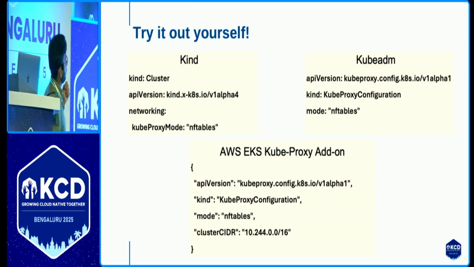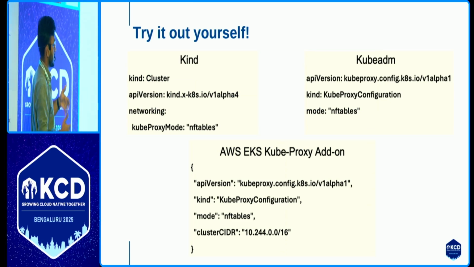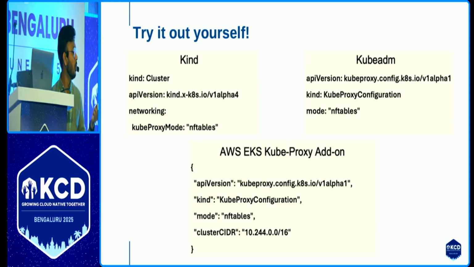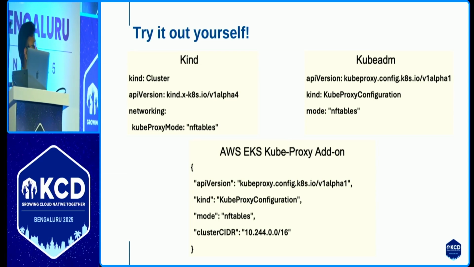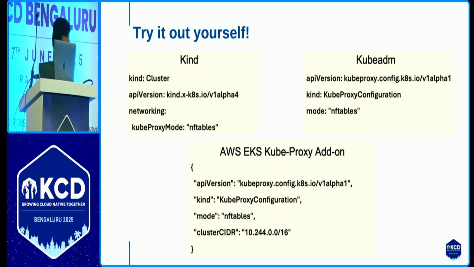So what should you do? You should try it out for yourself. You can currently try it out using Kind, kubeadm, AWS EKS, depending on your preferences. All of them allow you to configure Kube-Proxy in different modes based on your requirements. You can compare the results in your environment and see how it works for your applications and your infrastructure.